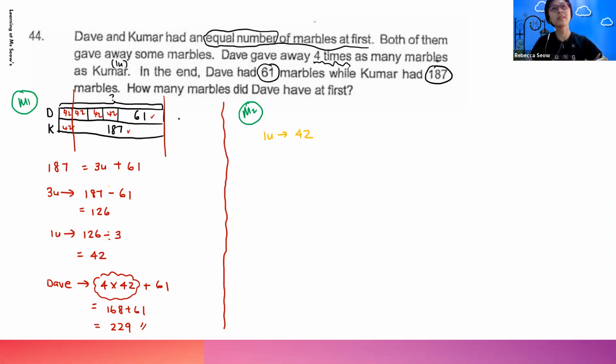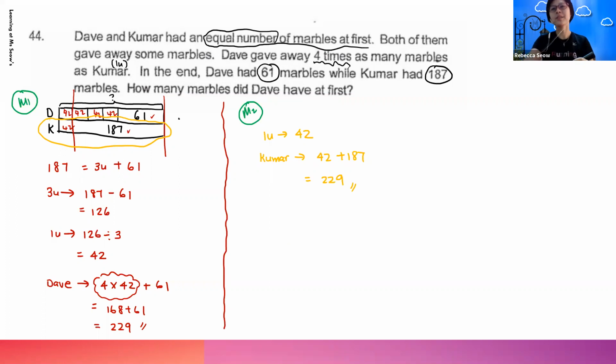If you were to look at Kumar, he has 1 unit and 187 marbles. If you were to add them together, you will get the number of marbles that Kumar had at first. So if you can find the number of marbles that Kumar has, won't that give you the answer for the marbles that Dave has? So you can just take 42 plus 187 and you'll get the answer as well, 229. So this is a shorter method. But the condition is that both of them need to have the same number of marbles at first. If it's different, then you cannot use this method.